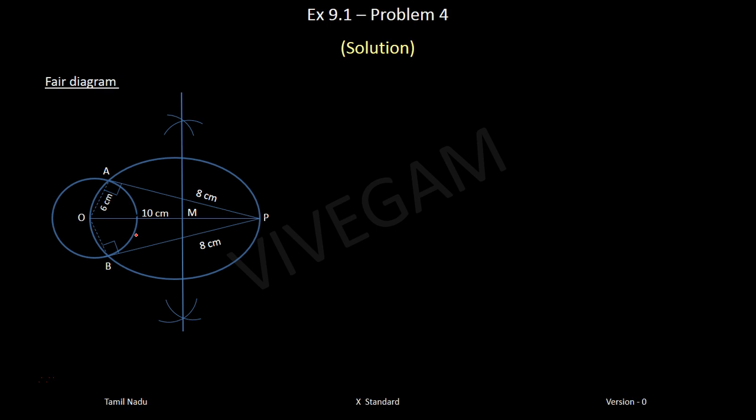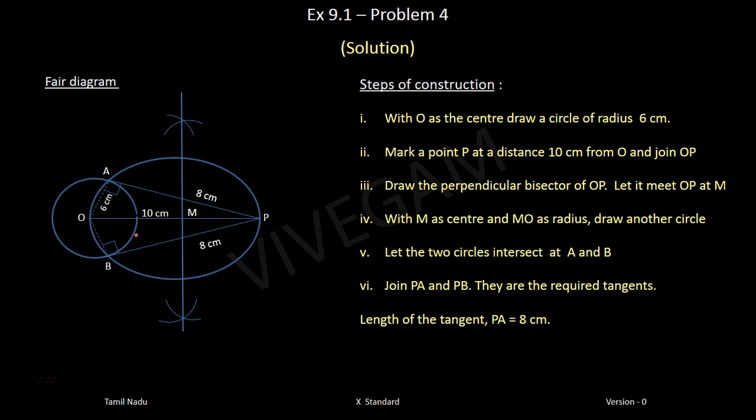So this is the construction. It's very simple. Let's go through the construction. With O as a center, draw a circle of radius 6 centimeters. Then mark a point P, which is 10 centimeters away from O, and then join OP. Then draw the perpendicular bisector of OP.